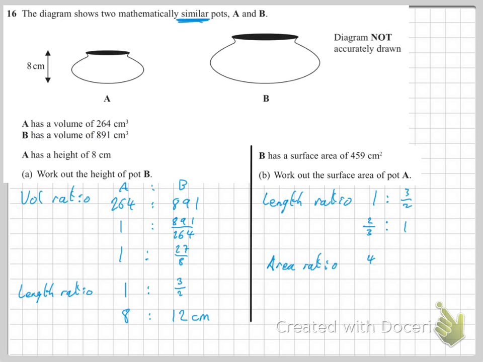Sorry, I've lost my train of thought. I need to square the length ratio to get the area ratio. So we square 2/3 and we get 4/9. Square the 1, we get the 1. Now we can substitute under the 1 for our 459 and times that by 4/9, and we get 204 square centimetres as your answer.